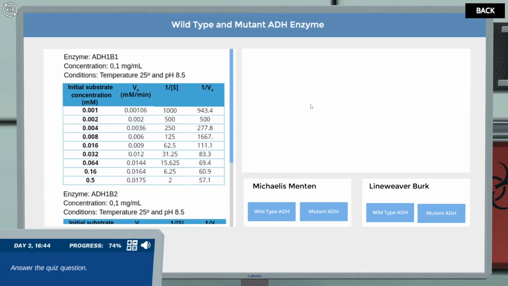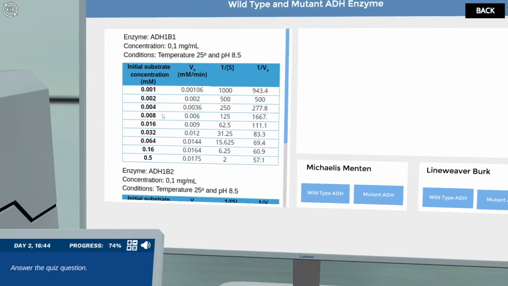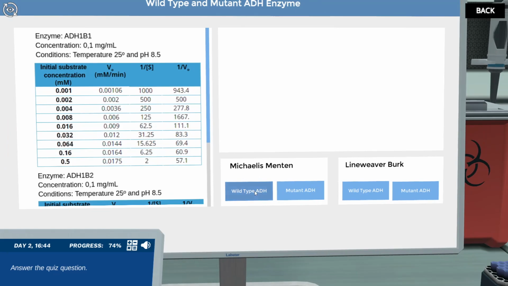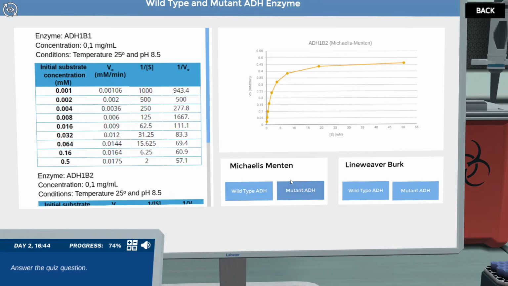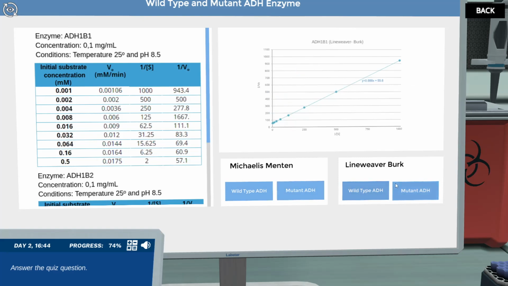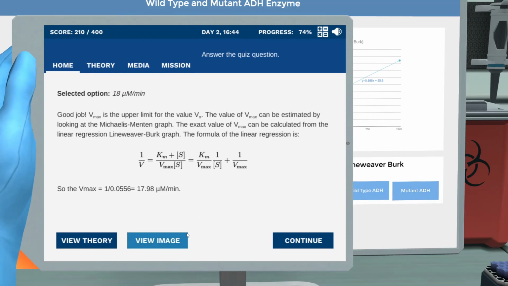Good job! Vmax is the upper limit for the value V0. The value of Vmax can be estimated by looking at the Michaelis-Menten graph. The exact value of Vmax can be calculated from the linear regression Lineweaver-Burk graph. The formula of the linear regression is given, so the Vmax equals 1 divided by 0.0556, which equals 17.98 micromole per minute.